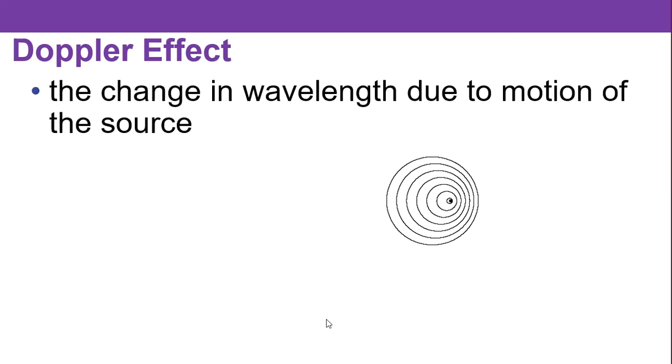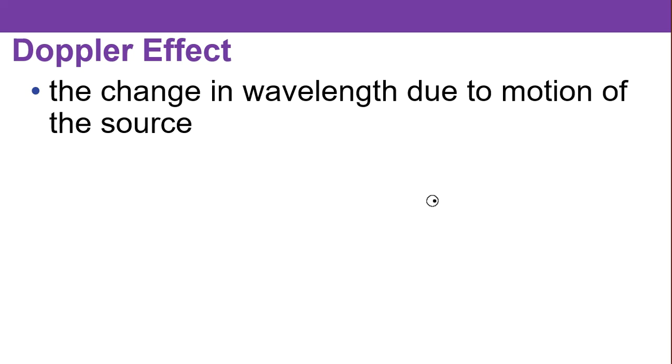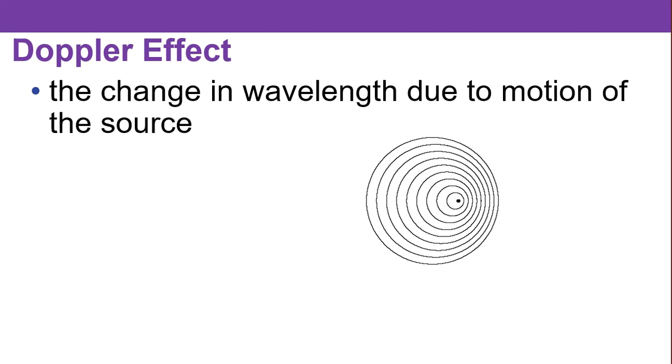But once you begin to put that object in motion, in this case going over to the right, you'll notice that an observer over here sees a short wavelength, and an observer over here sees a long wavelength. That is the definition of the Doppler effect. The Doppler effect is the change in the wavelength of the wave due to motion of the source.